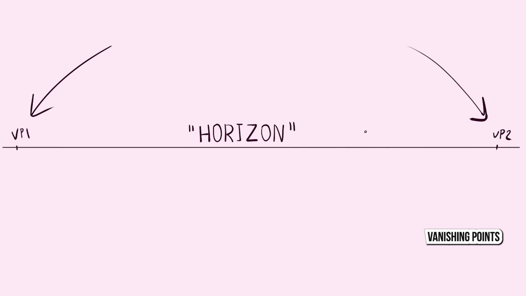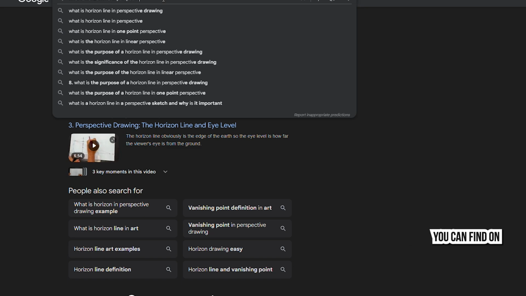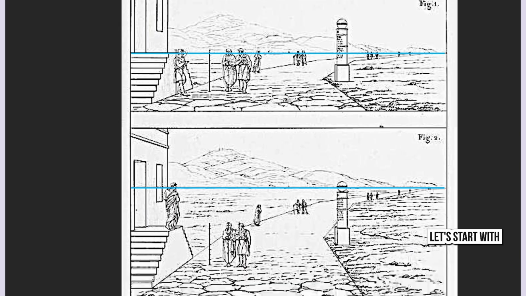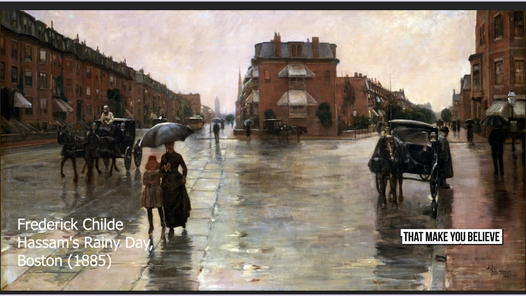Guess what? Vanishing points do not lie on the horizon, because this is not a horizon at all, despite the fact that the most definitions you can find on Google say that it is. To be accurate, they usually say it is the line of separation between sky and land, or that it is eye level. Let's start with why people think so. There are quite good reasons that make you believe this lie.